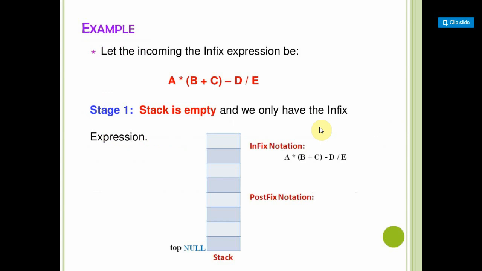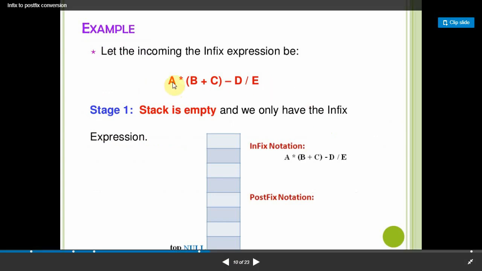Suppose this is the expression: a star, left parenthesis, b plus c, right parenthesis, minus d division symbol e. So this is the infix notation and this is the postfix notation, which is also called the output string. Initially it will be empty, and initially the stack also will be empty. Here top can be null or none or anything, so don't worry about that. Now initially the stack is empty.